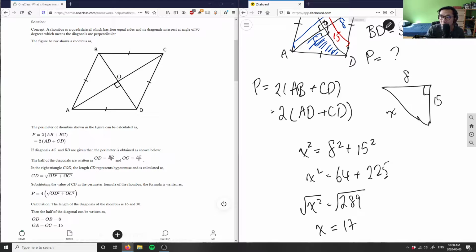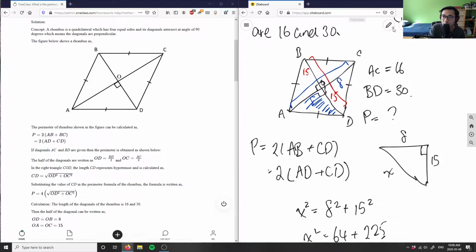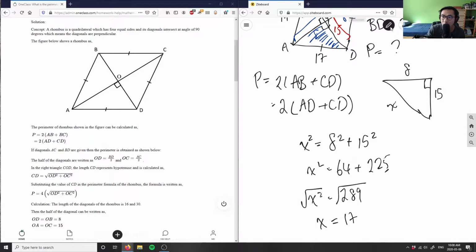So this A to D here is 17, which means my side lengths, because they're equal to each other, are all 17. So now I can easily find the perimeter of my rhombus. AD is 17, CD is also 17, so this is 2 times 17, which is 34. And then finally 2 times 34 here is 68. So the perimeter of my rhombus here is 68 units.